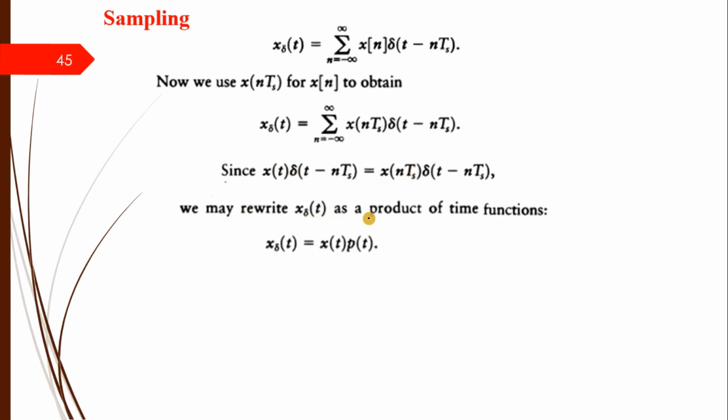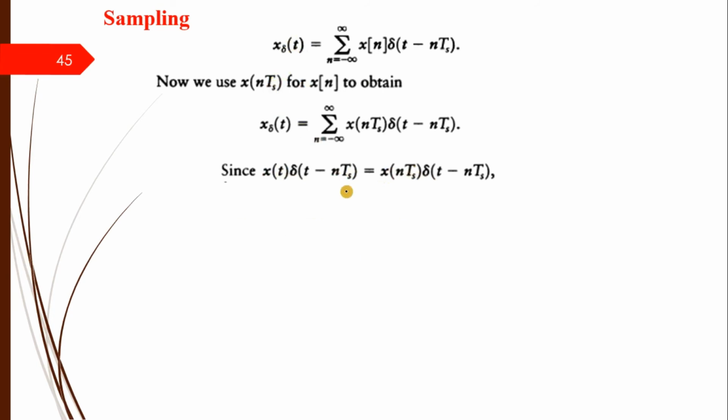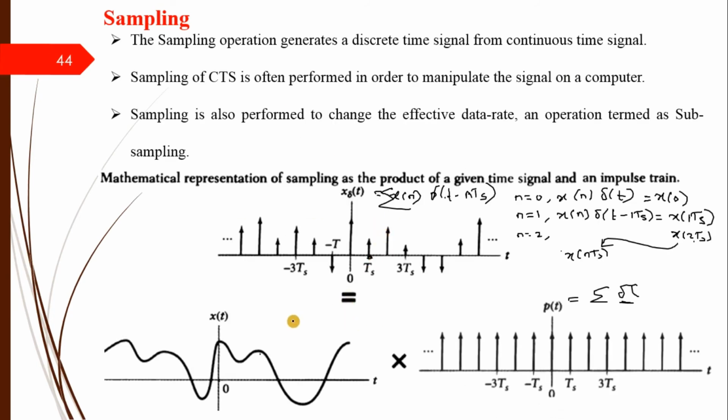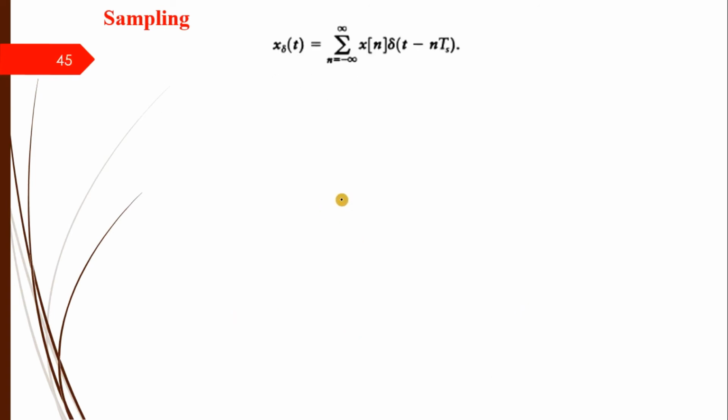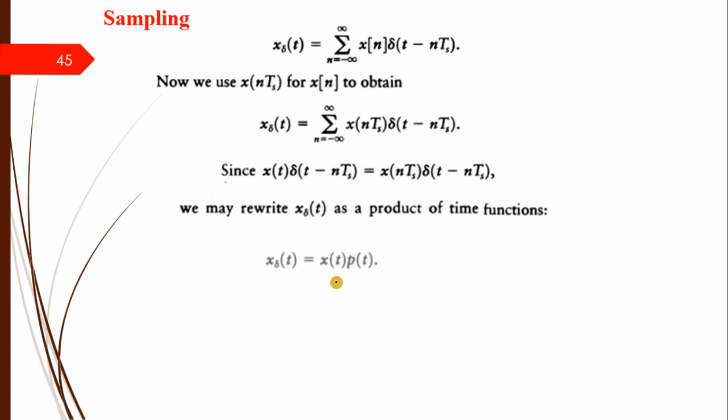We may write x delta of t as a product of time functions. So this is very important. I'm trying to represent this x delta of t in the graph that I have shown, the very first graph, this one. I want to represent it in this form: x of t into p of t is nothing but x delta of t. X of t is the given signal, a continuous time signal, the temperature phenomenon that you imagine here. P of t is an impulse train. So when I multiply these two things, I'll get a sampled signal. That is what has been written here.